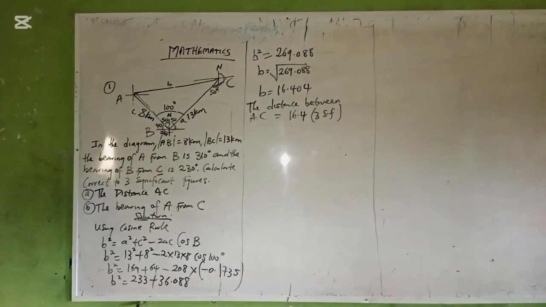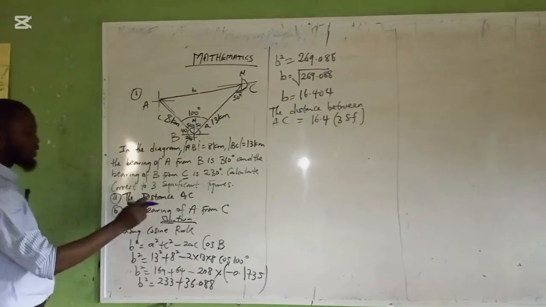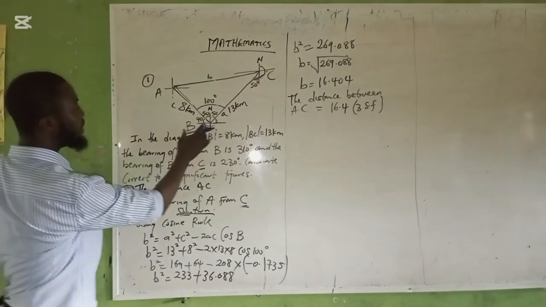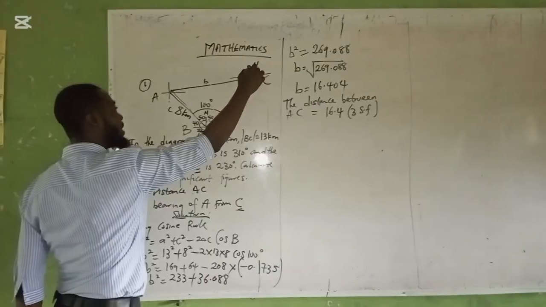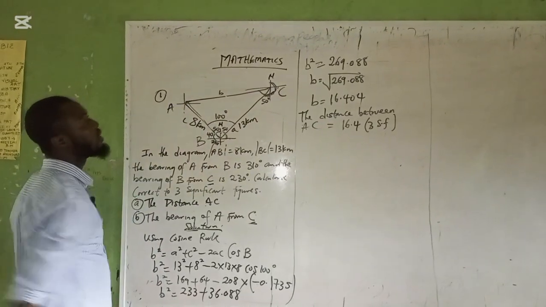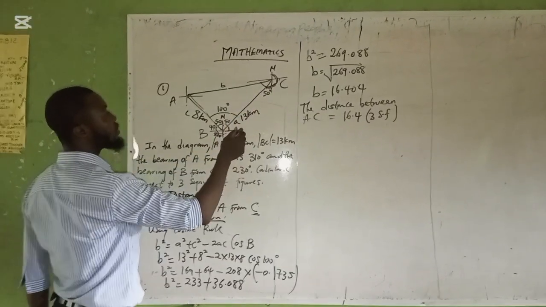Now the other one says the bearings of A from C. So you start from this place here. Let's see, you have A here, you have B here, and you have C here. So I have to take it from this place to A. I don't know the distance between this place and this place here, so I have to find it.